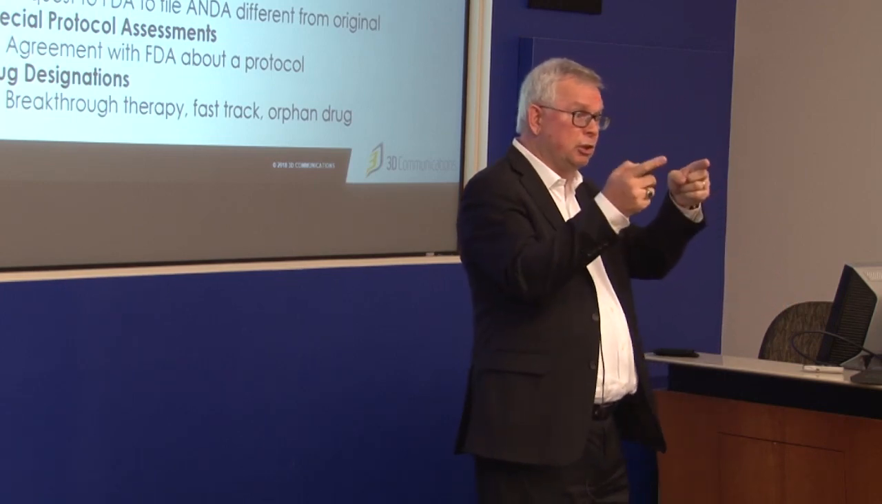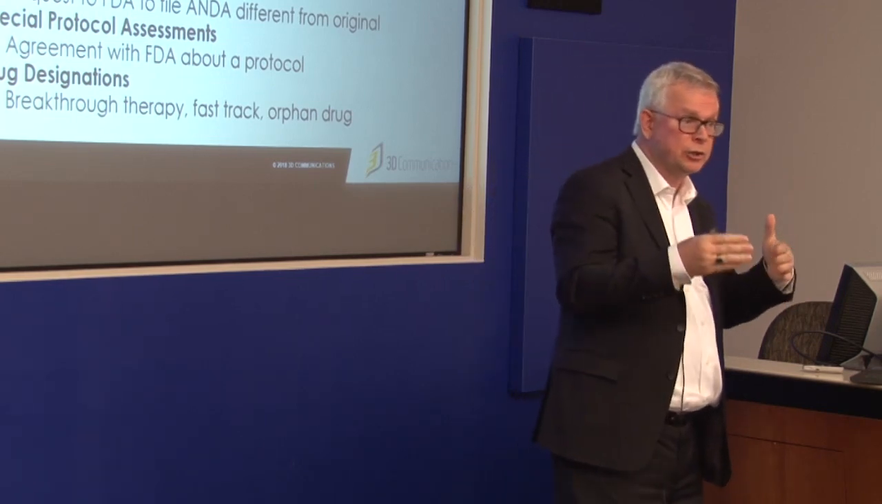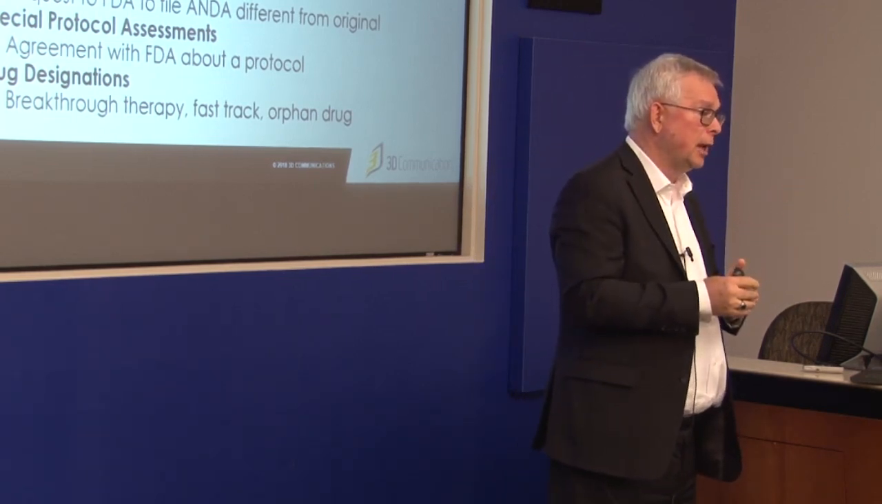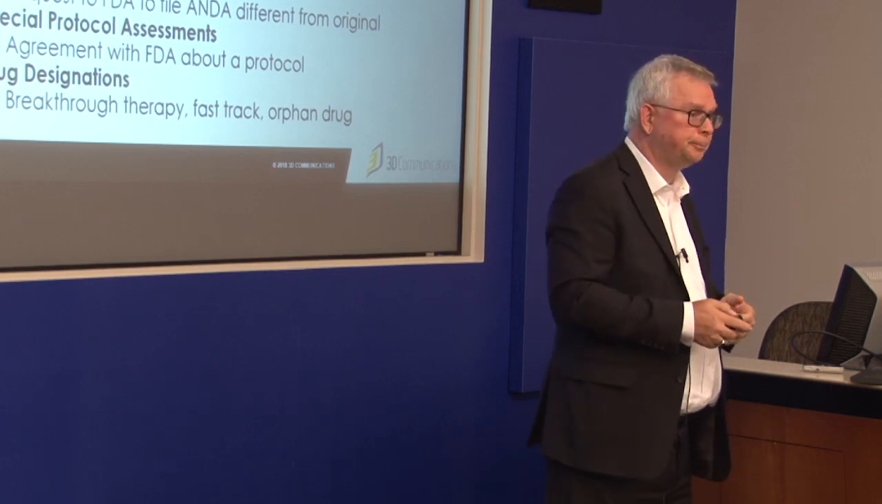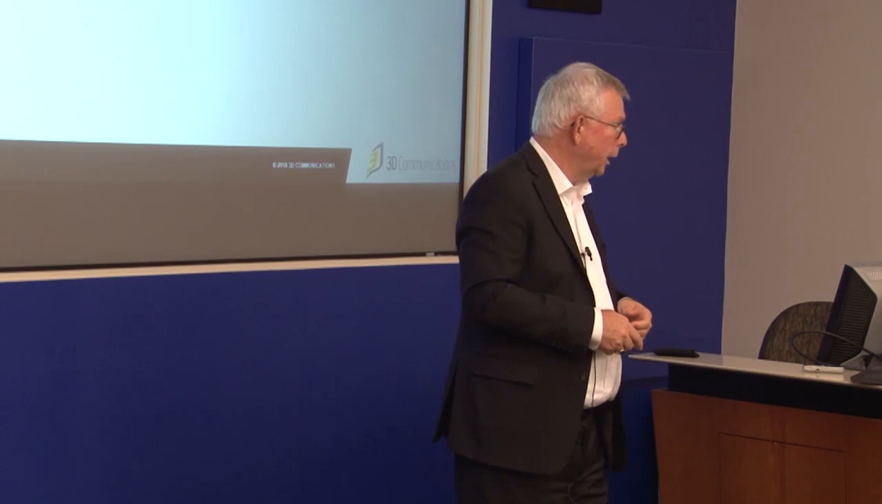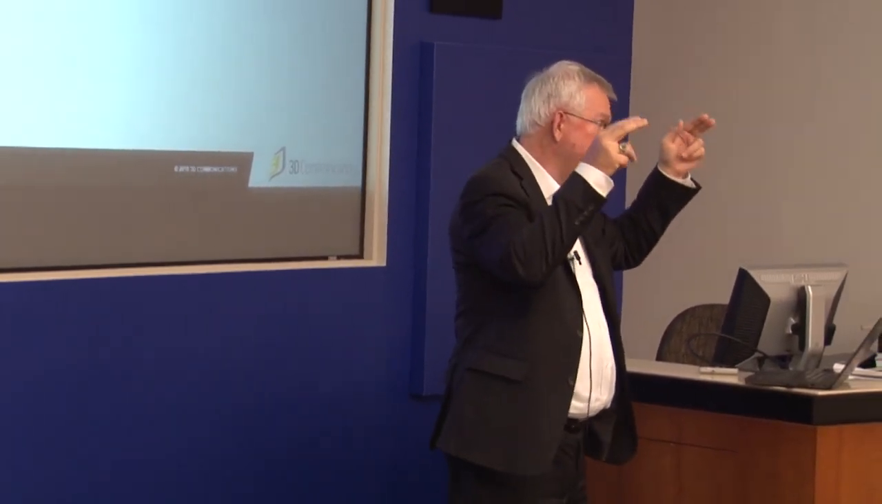Orphan drug is if it's for a small indication, so less than 200,000 patients have the disease, then you can ask for an orphan drug designation. A lot of oncology products have that, for instance, and especially for those very high-priced drugs, they ask for the orphan drug designation, and then they get some sort of advantages for that.